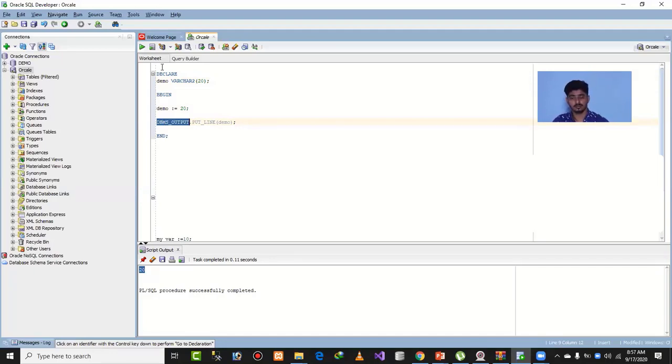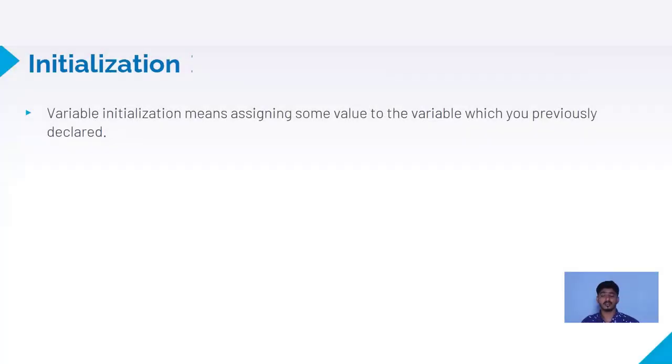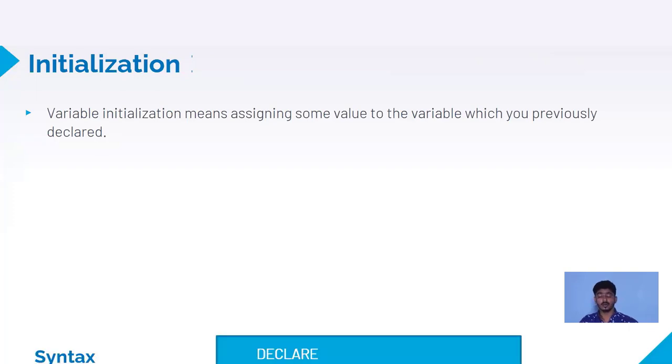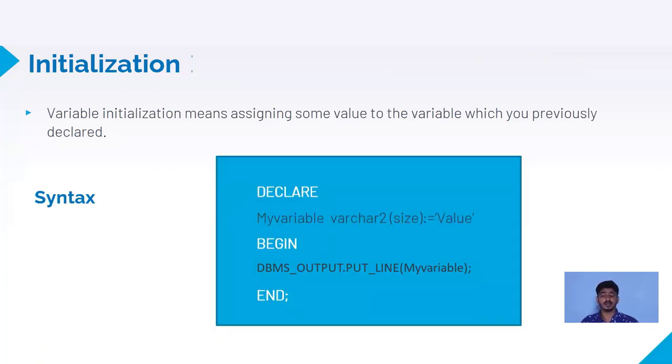Initialization of a variable. Variable initialization means assigning some value to a variable which you previously declared. So this is the simple syntax of variable initialization. Here we declare my variable and the data type is varchar2. This is the name of the variable, varchar2 is the data type and the size here you can use anything, and the variable value. Then the execution part.